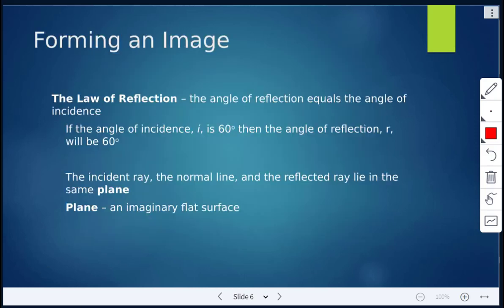So again, the law of reflection: the angle of reflection equals the angle of incidence. The incident ray, the normal line, and the reflected ray all lie in the same plane, meaning the imaginary flat surface. They are all on that same plane.